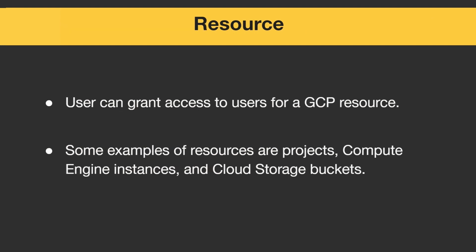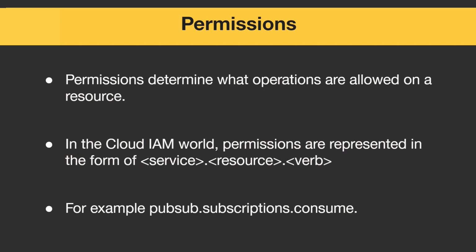You can grant access to users for a GCP resource. Some examples of resources are projects, Compute, and Cloud Storage buckets. It might be Cloud Run, Google Kubernetes Engine, and others. These are the resources. The permission determines what operations are allowed on the resource.